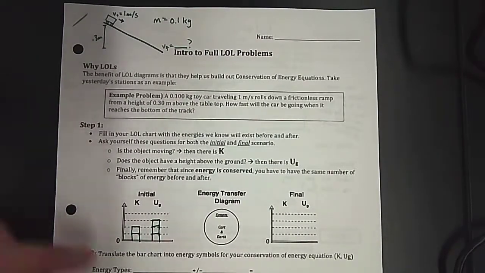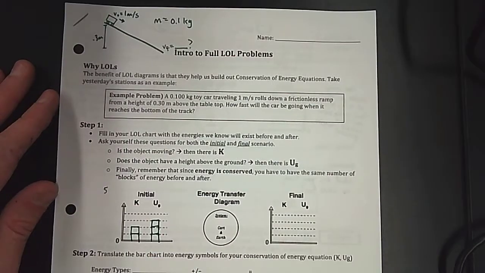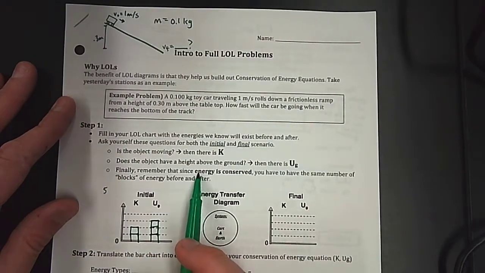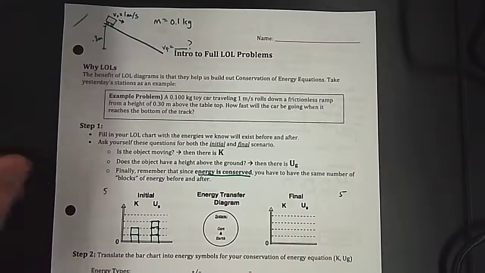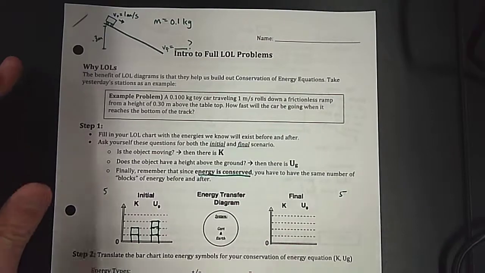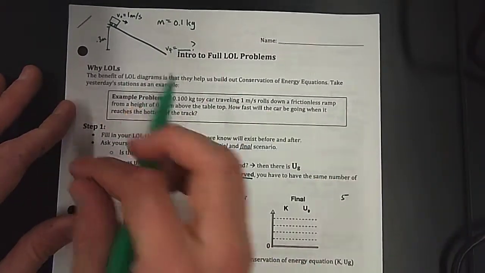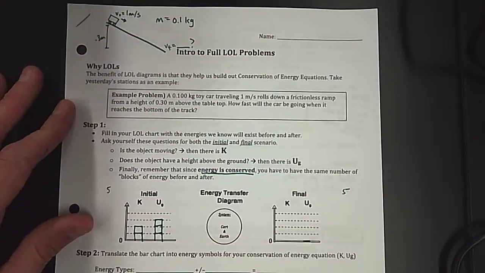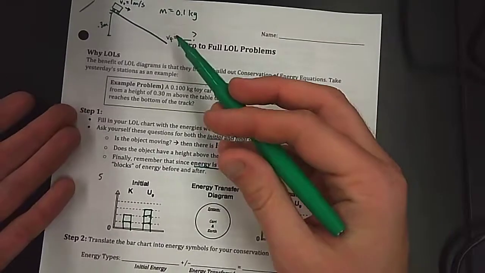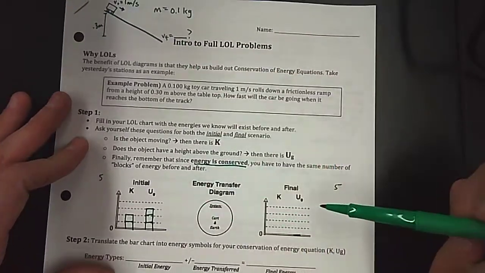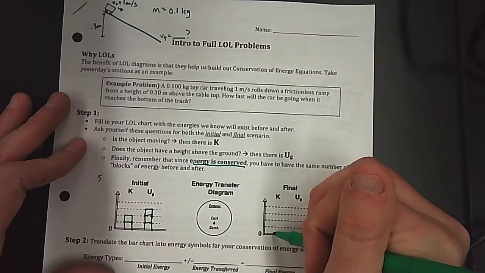Now here's the important thing. Even though I got to decide how many blocks there are initially, if I have 5 total, due to the law of conservation of energy, that energy can't be created or destroyed, I know that I have to have 5 total energy blocks over here as well. So if I look at my final situation, do I have a height? No, I'm on the ground, so nothing for UG. And then intuitively I know that I would be moving, but since energy can't be created or destroyed, I know that the potential energy here was transformed into all kinetic energy.